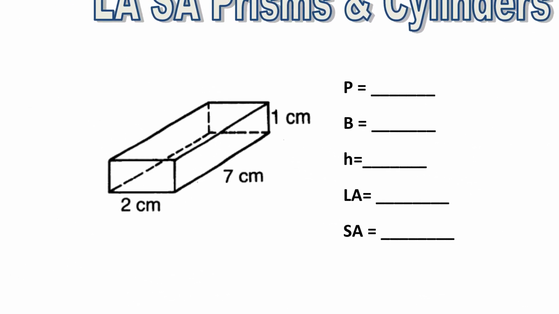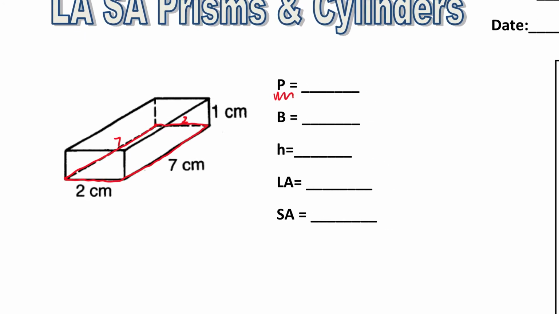Okay. So in this first one, capital P stands for perimeter of the base. So I'm looking for the perimeter of this base right here. 2, 7, 2, and 7. So it's a rectangle. I'm going to add all 4 sides, 2 plus 7 plus 2 plus 7. What does that give you? Gives you 18.